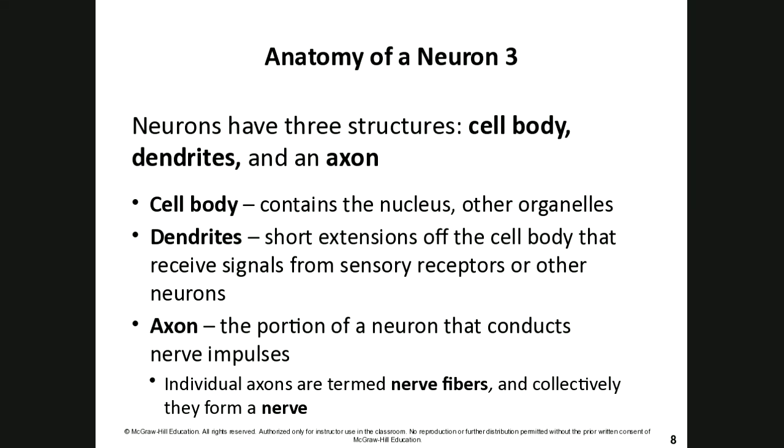The axon, on the other hand, is the sending portion of the neuron. So that's going to be the portion that conducts the nerve impulse, or sends that message of what should be happening to the effectors or the glands or the muscles or even other neurons. So dendrites receive the message, axons are going to send it. Individual neurons are termed nerve fibers, and collectively all of those nerve fibers form what we call a nerve.